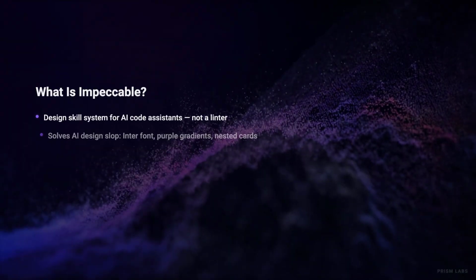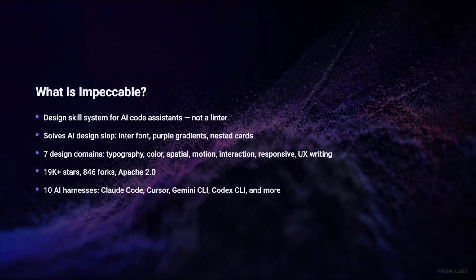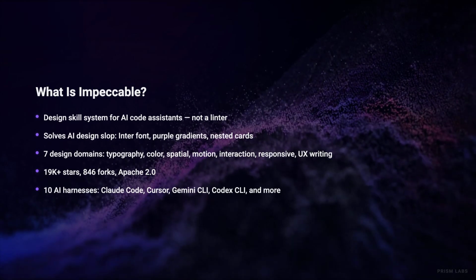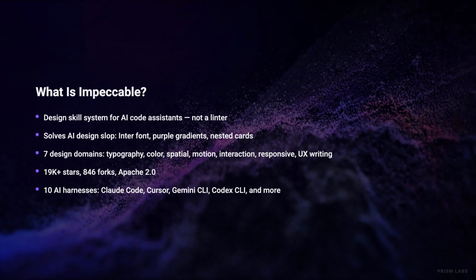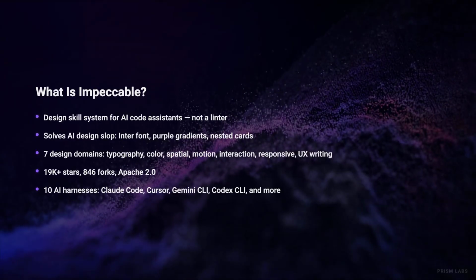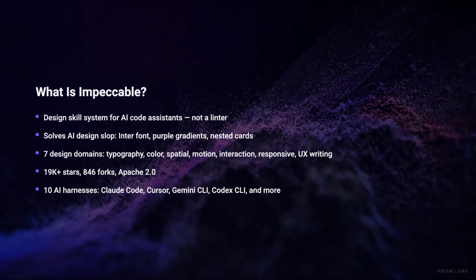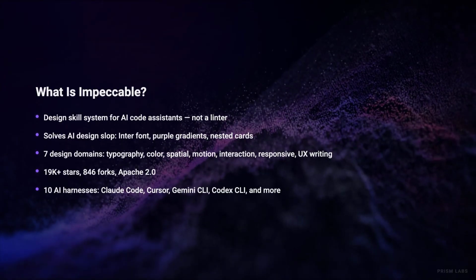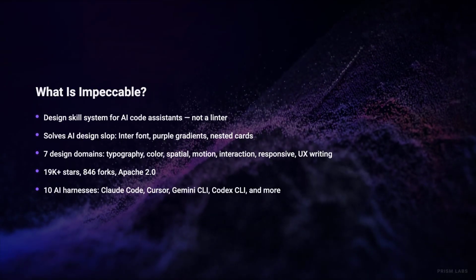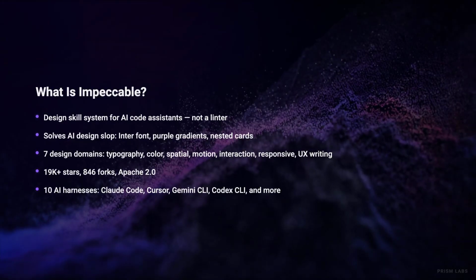Impeccable is a comprehensive design skill system created by Paul Bakaus that enhances AI code assistance with real front-end design expertise. The core problem it solves is this: every LLM learned from the same generic templates and training data. Without explicit design guidance, they produce the same predictable, mediocre output. You've seen it everywhere: the default Inter font on everything, purple to blue gradients that scream AI generated, cards nested 3 layers deep for no reason, gray text on colored backgrounds that fails accessibility, and bounce elastic animations that feel like 2015.